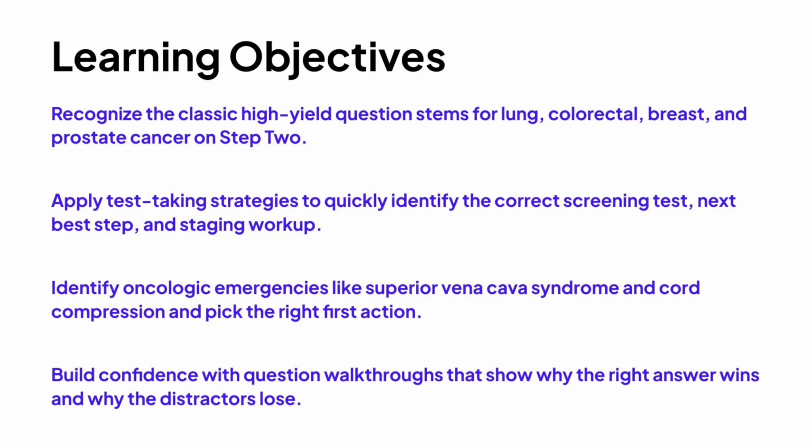First, you will recognize the classic question stems for the 4 big solid tumors. Second, you will know the test-taking strategy for picking the right screening test or the right next step. Third, you will be able to spot 2 oncologic emergencies and know what to do first. And fourth, you will have practiced several multiple-choice walkthroughs so you know not just the right answer, but why the distractors are wrong. That last part is what separates a good score from a great score.